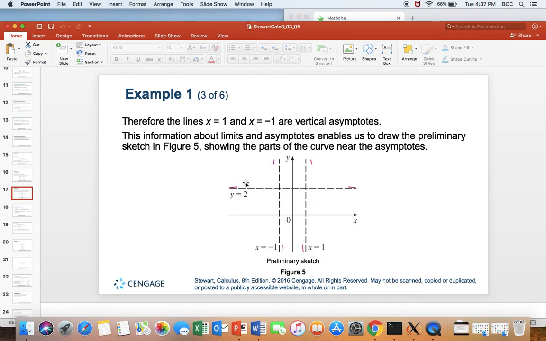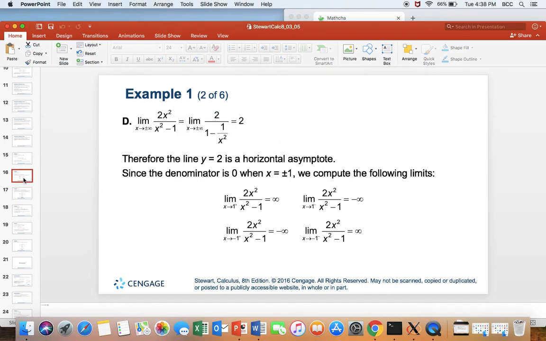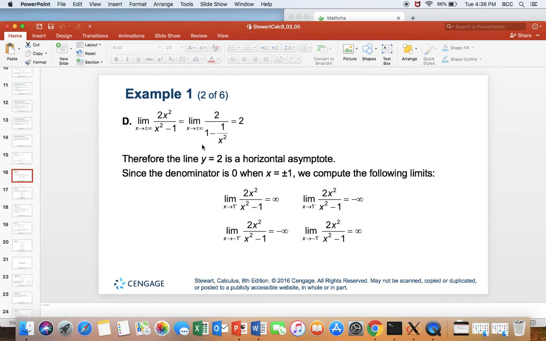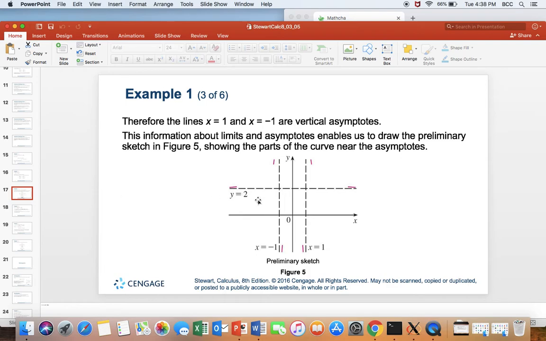So you make these small check marks at the ends. So how did we arrive at all these? First you looked at the domain, then you looked for symmetry, then you looked for the limits at infinity, and the limits at 1 and negative 1, and you get these different values. That helps you get started on just the dotted lines.